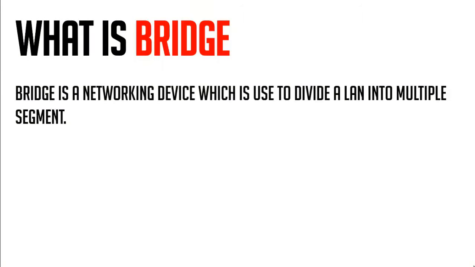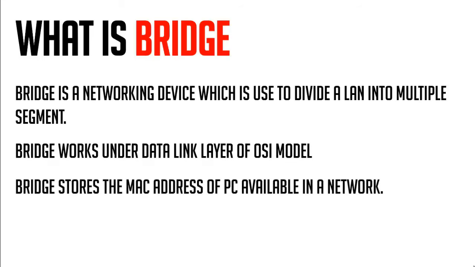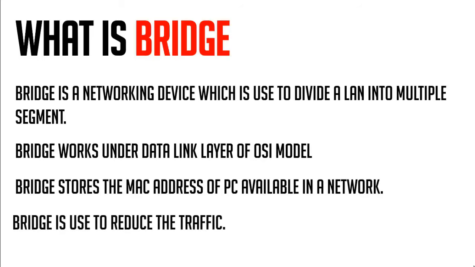What is a bridge? A bridge is a networking device which is used to divide a LAN into multiple segments. A bridge works under the data link layer of the OSI model. A bridge stores the MAC addresses of the PCs available in a network. A bridge is used to reduce network traffic.